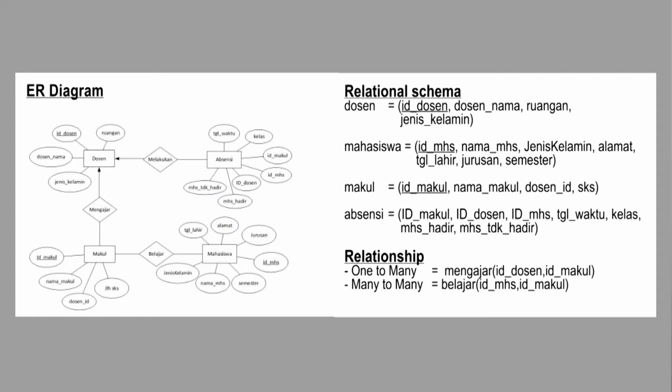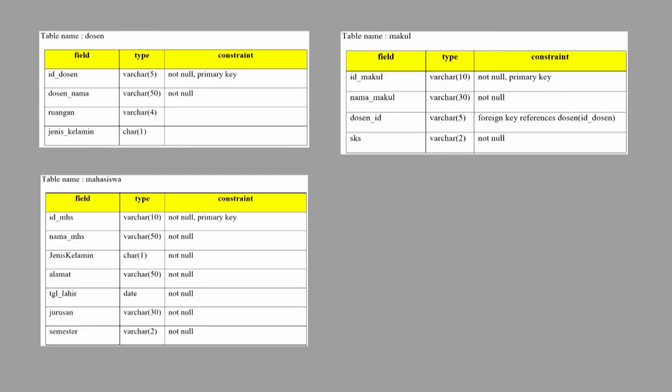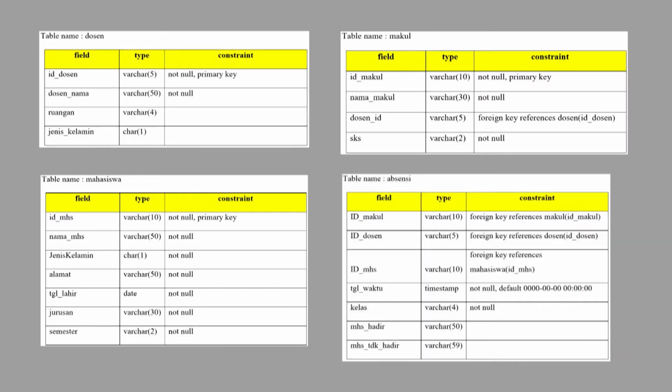In this relationship, we have one-to-many and many-to-many. We also need a schema table. In this database system, I have four tables, which is docent, mahasiswa, makul, and absensi.